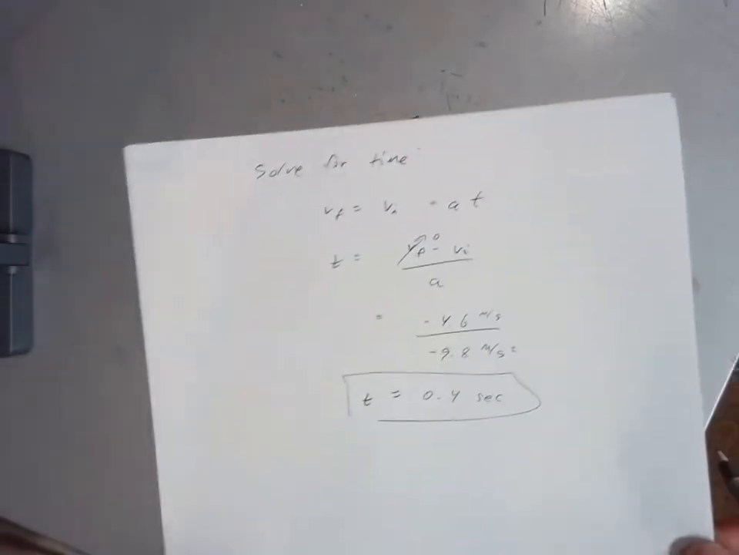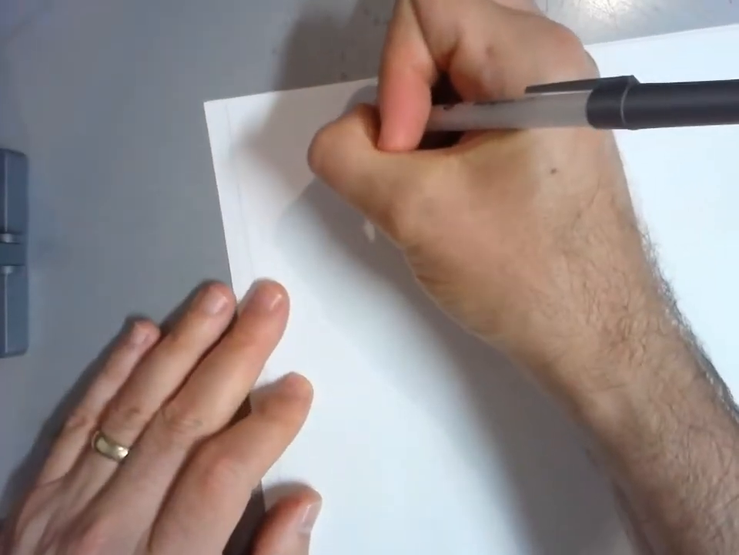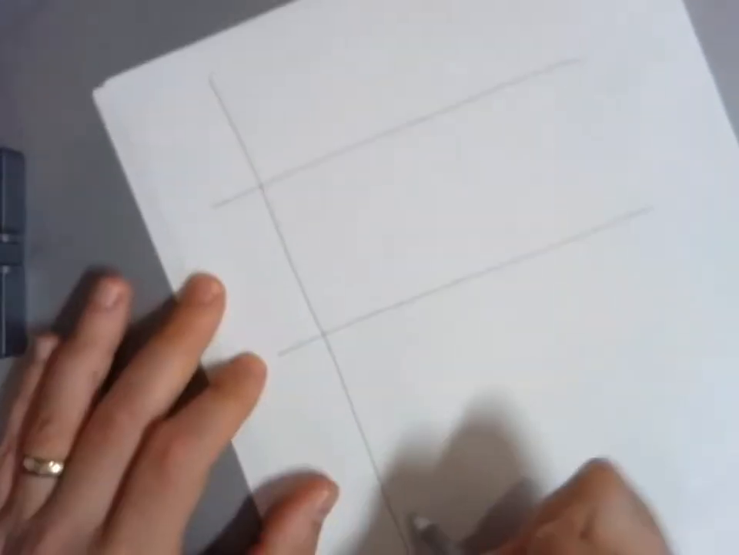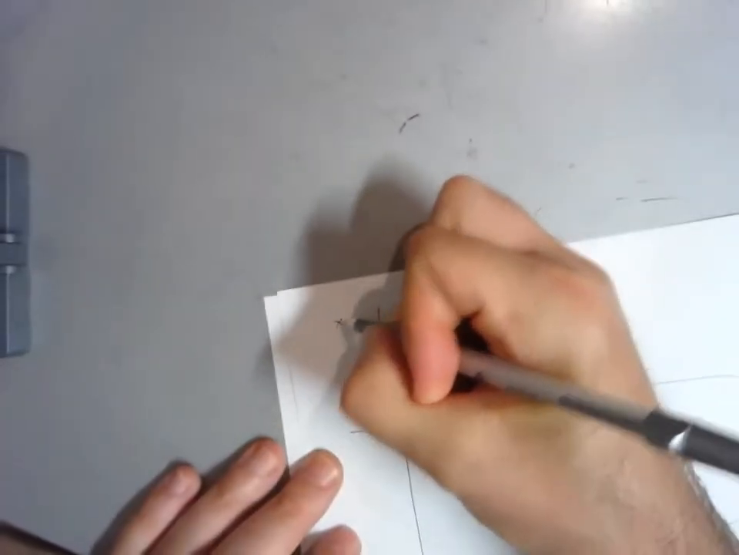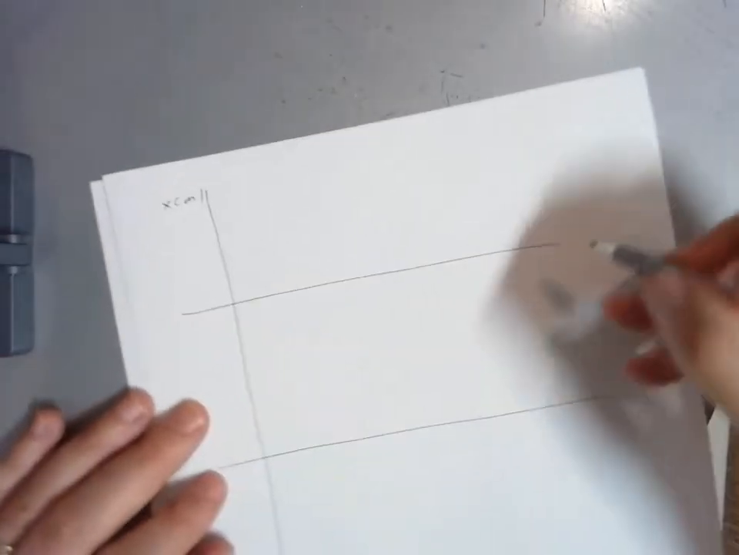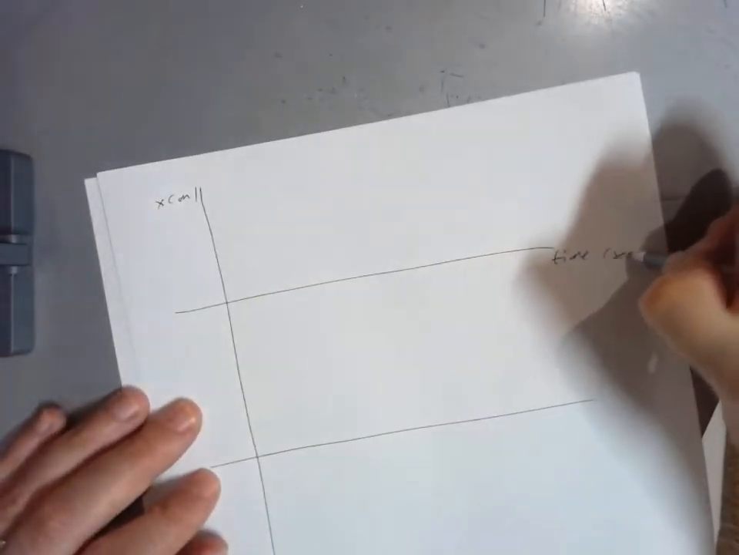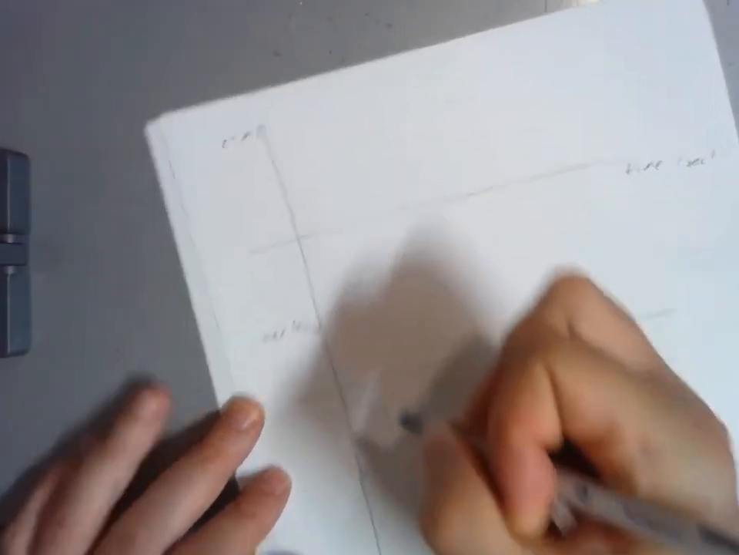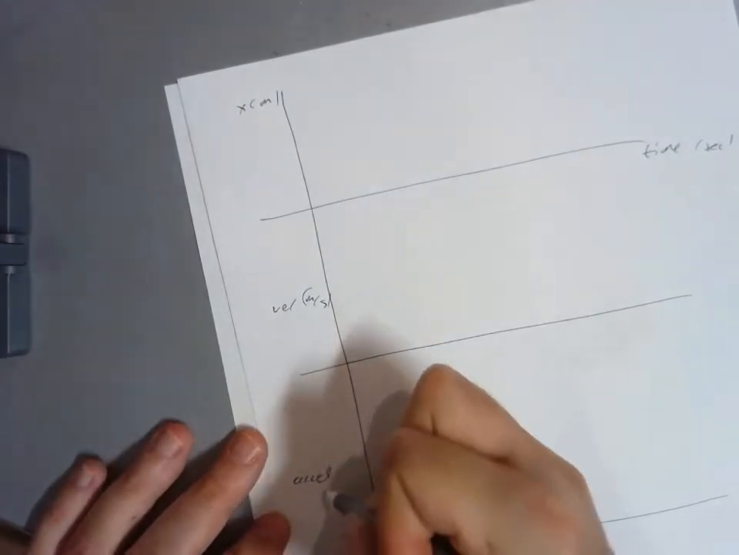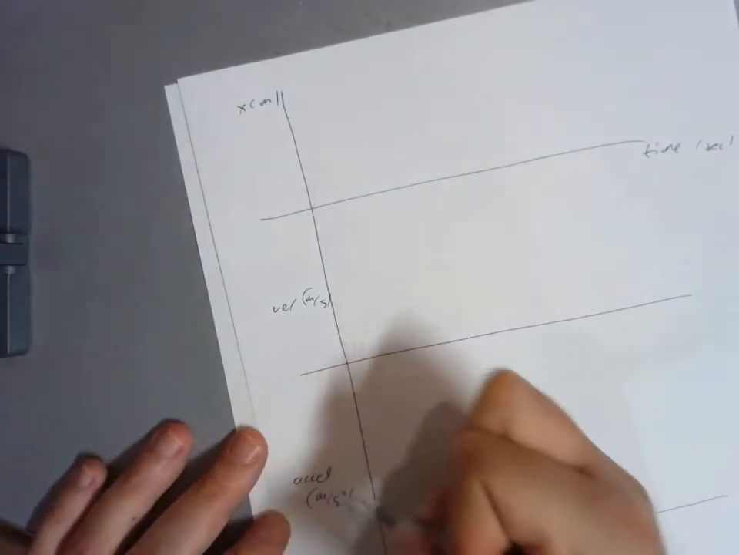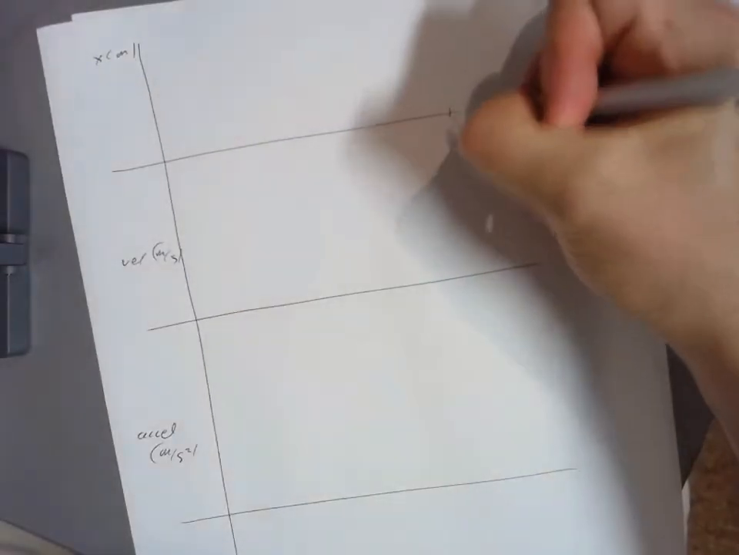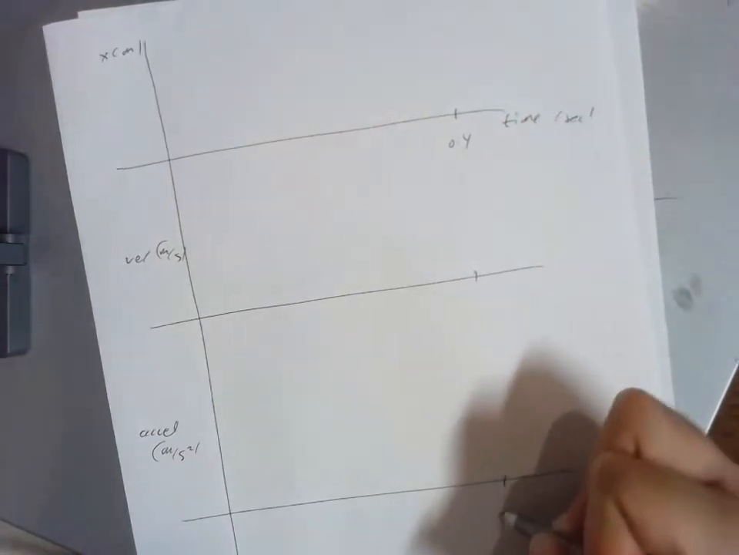Okay. Last step I'm going to do is the graphs. I'm going to align those 3 graphs vertically so we can compare them. The top one's always going to be position, in meters. This is going to be time in seconds. The middle one will be velocity in meters per second. The bottom one's going to be acceleration in meters per second squared. And I'm going to make my time scale go up to 0.4 seconds.